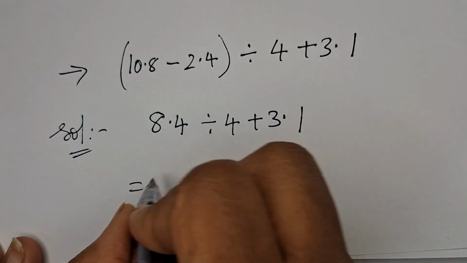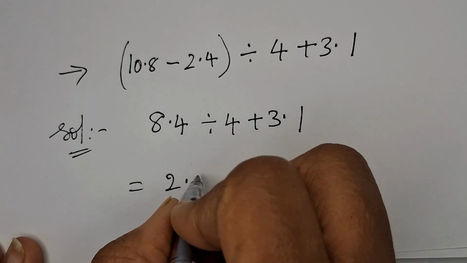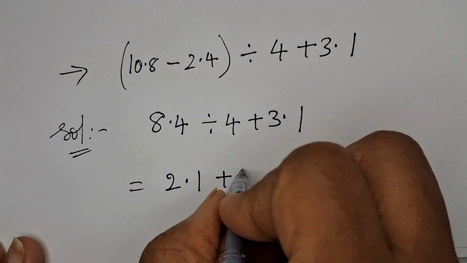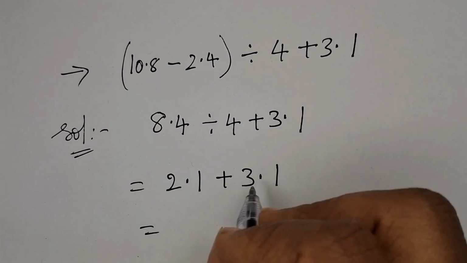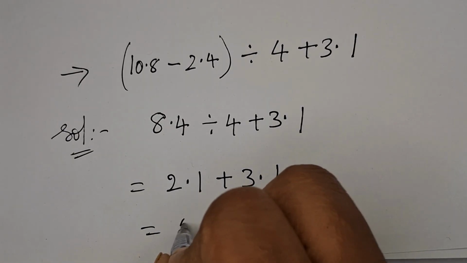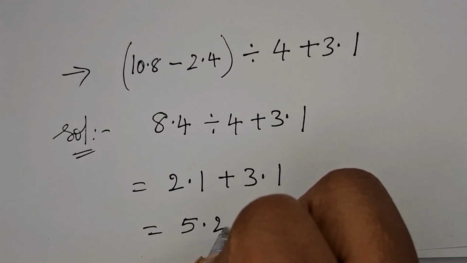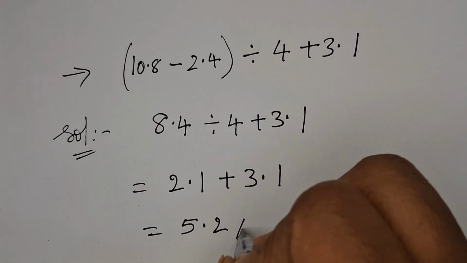So the next is the division. So 8.4 divided by 4 is 2.1. So 2.1 plus 3.1. If you add these two, we'll get 5.2. So 5.2 is the answer.